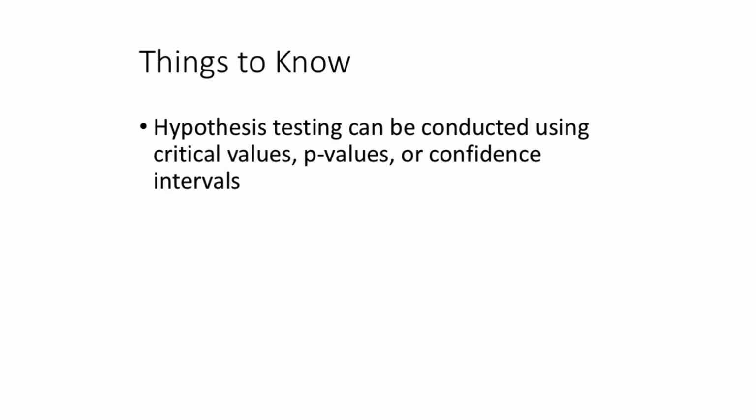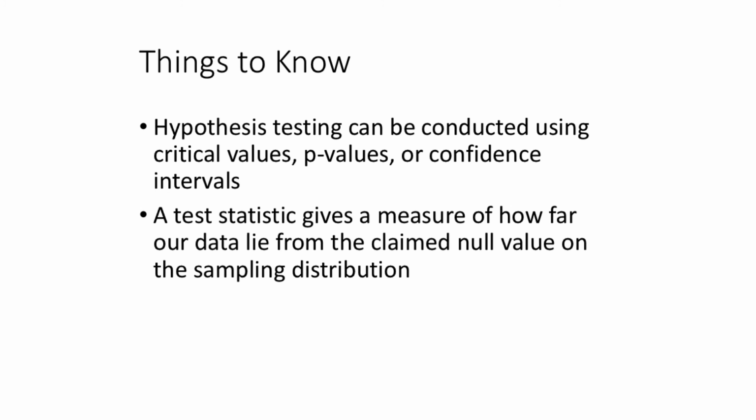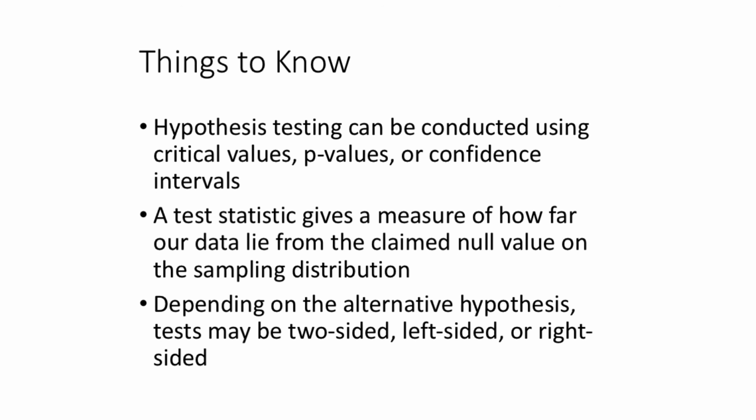So there are a few things to know about conducting a hypothesis test, in particular with the one-sample z-test. In general, hypothesis testing can be conducted with critical values, p-values, or confidence intervals. A test statistic is simply a standardized measure of how far our data lie from the claimed null value on the sampling distribution under the assumption that the null is true. Depending on the alternative hypothesis, tests may be two-sided, left-sided, or right-sided. And with that, we conclude our discussion of the one-sample z-test and the basics of hypothesis testing.